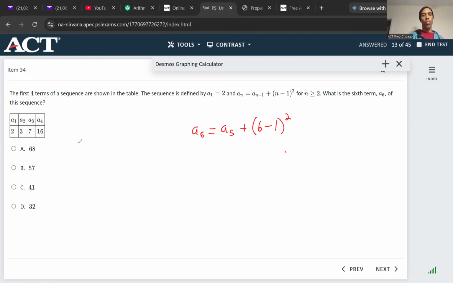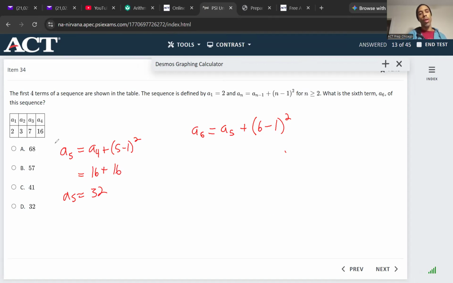So this is where we want to be. But first, we're going to have to use the fourth term. So we're going to do a sub 5 is equal to a sub 4 plus 5 minus 1 squared. A sub 4 we have is 16. So 16 plus 4 squared. 5 minus 1 is 4. 4 to the second power is 16. So a sub 5 is going to equal 32.